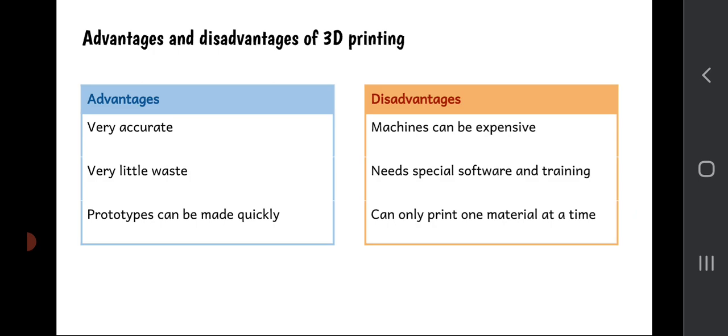The disadvantages of 3D printing is that the machines can be expensive, particularly the modern super accurate ones. In order to do 3D printing, you need special software and you need to be trained, and they tend to only be able to print one material at a time, although some 3D printers can do multicoloured parts, not all of them can.